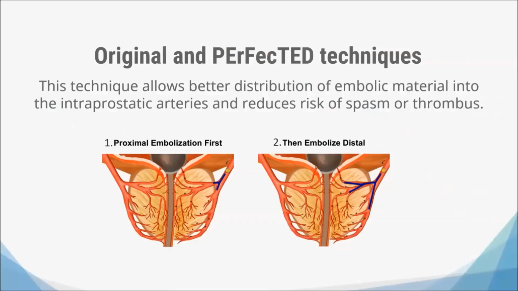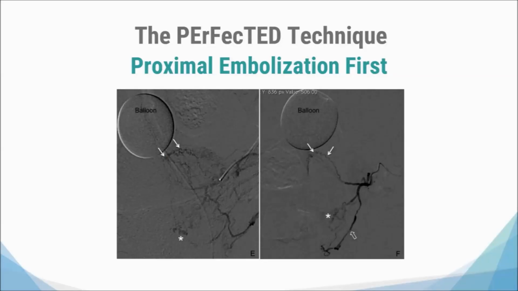Both techniques work. However, when you are doing the PErFectED technique or the original, you need to place the catheter as close as you can to the prostate, and once you have the catheter very distal, close to the prostatic branches, you can identify one branch that goes directly to the central gland of the prostate, and another, the posterolateral branch that feeds the capsular region of the prostate, but this capsular branch also has several connections with the central gland zone.